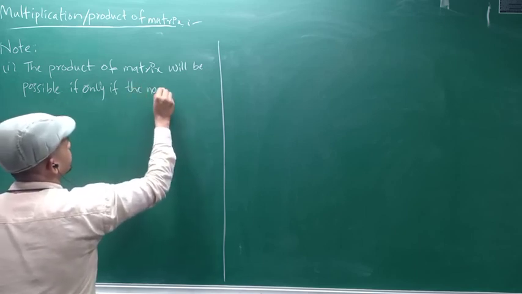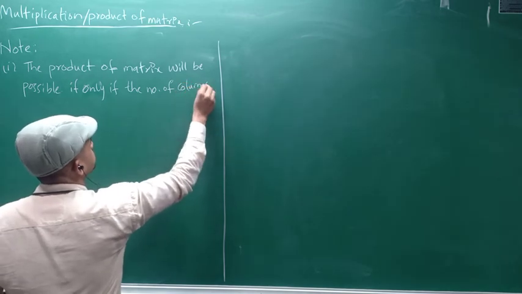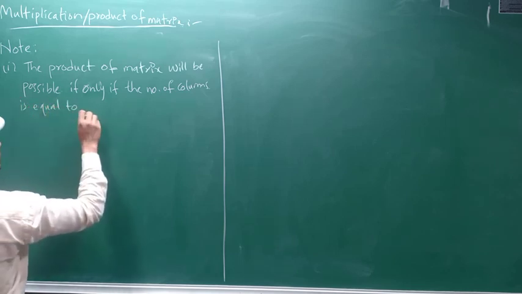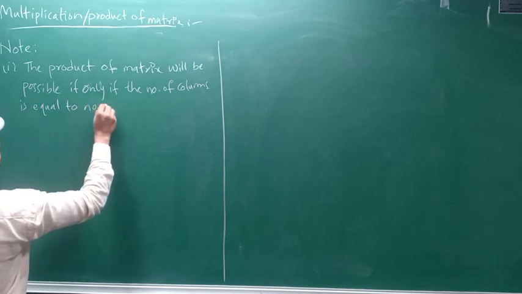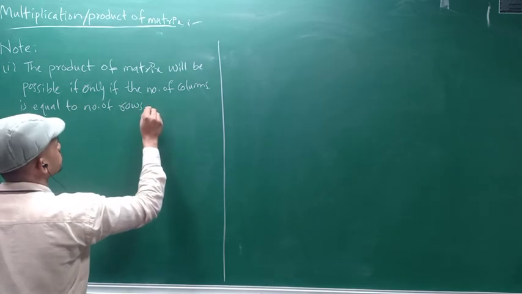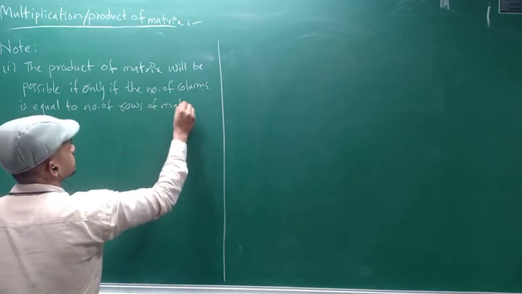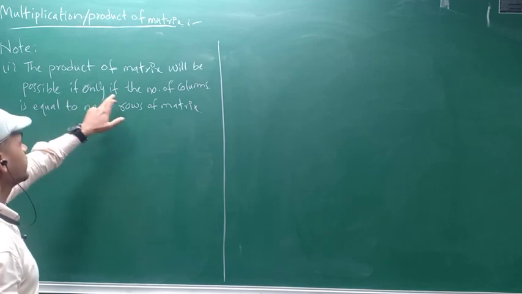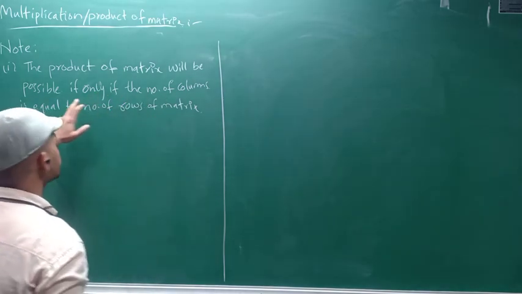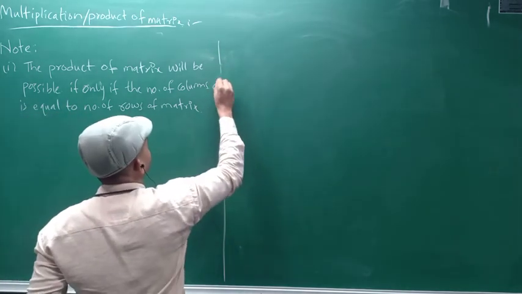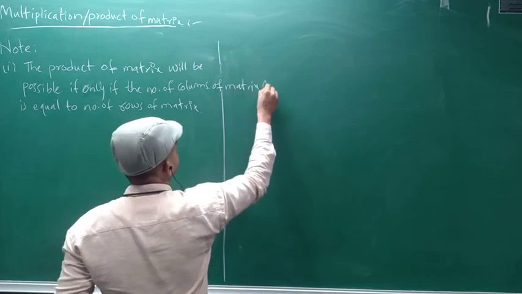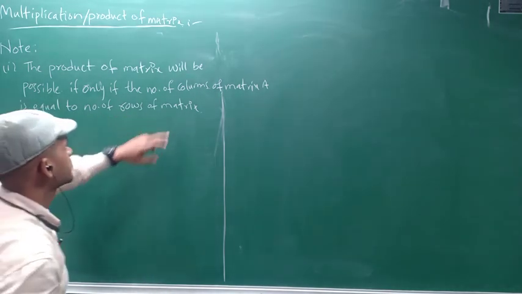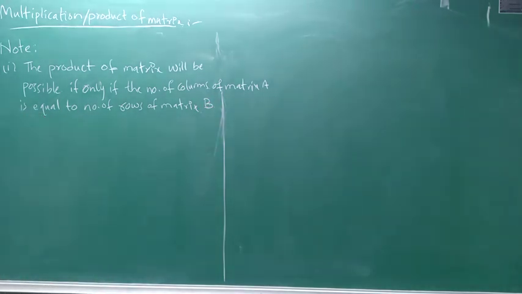the number of columns of matrix A is equal to the number of rows of matrix B. The product of matrix will be possible if and only if the number of columns of matrix A is equal to the number of rows of matrix B. So keep this thing in mind.